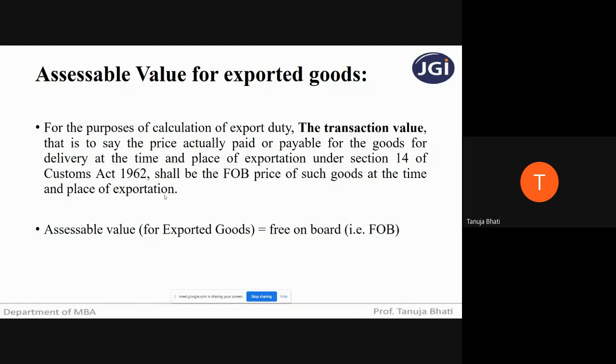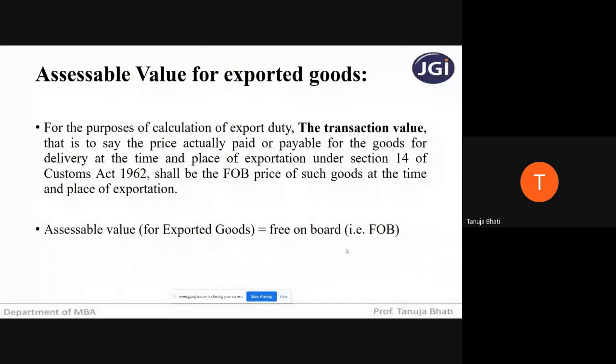Now, how do we arrive at the assessable value in case of exported goods? On the same lines, the assessable value for exported goods is nothing but free on board, that is FOB. So up to bringing the goods on board, up to bringing the goods to the port, whatever the charges and cost are, that is the value for exported goods.